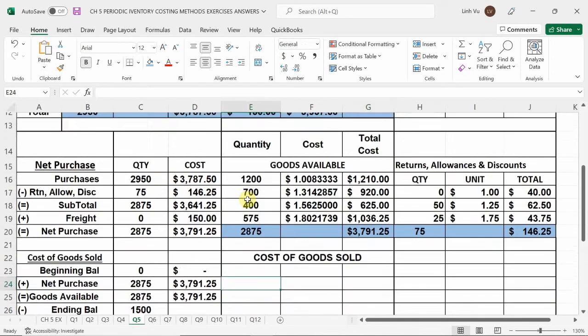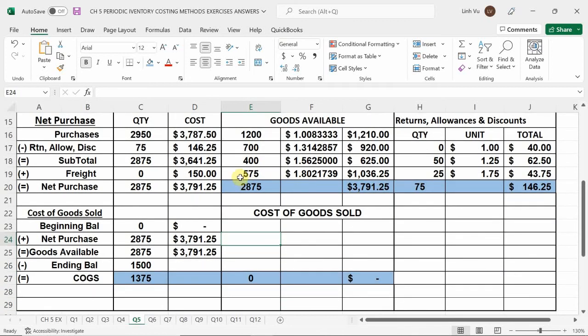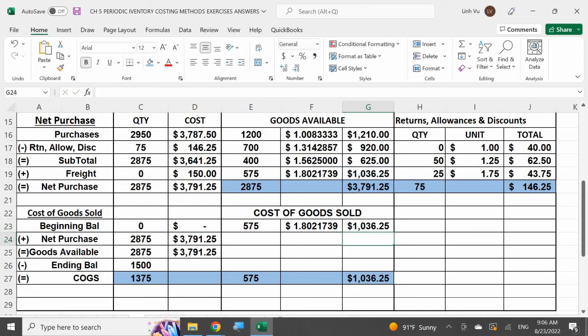So using the rules of LIFO, which batch am I going to take from first or sell from first? The 575. The 575, right? Because we're doing LIFO, last in, first out. In this case, I'm going to be taking out all of it, which is going to cost me $1036.25. So in this case, no calculation necessary. So I sold my first 575 units.